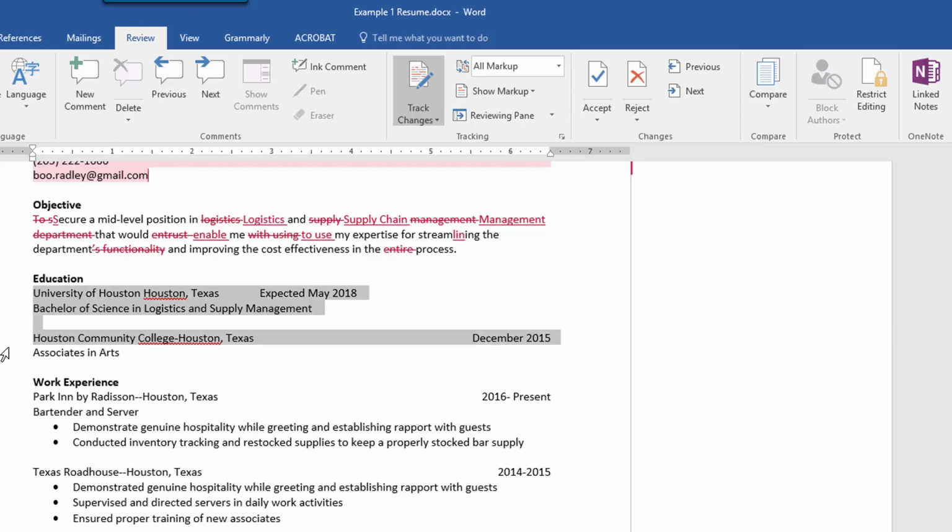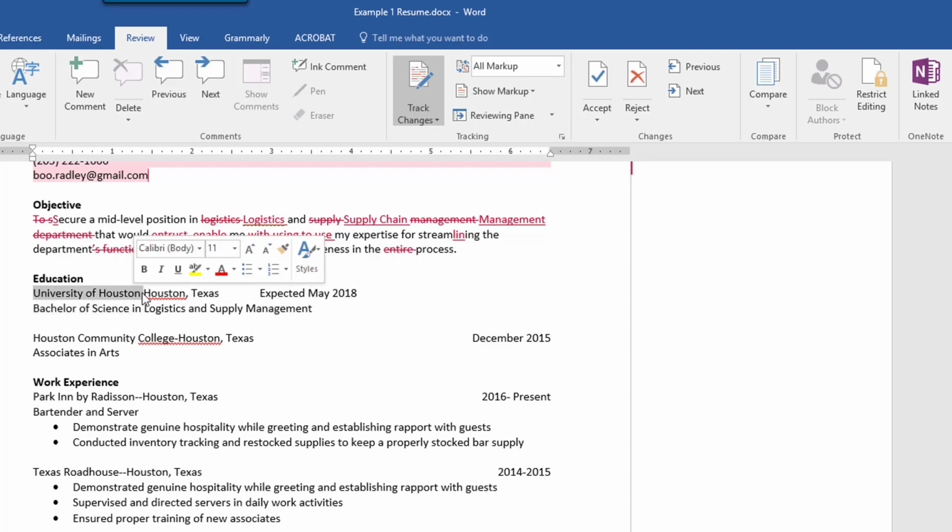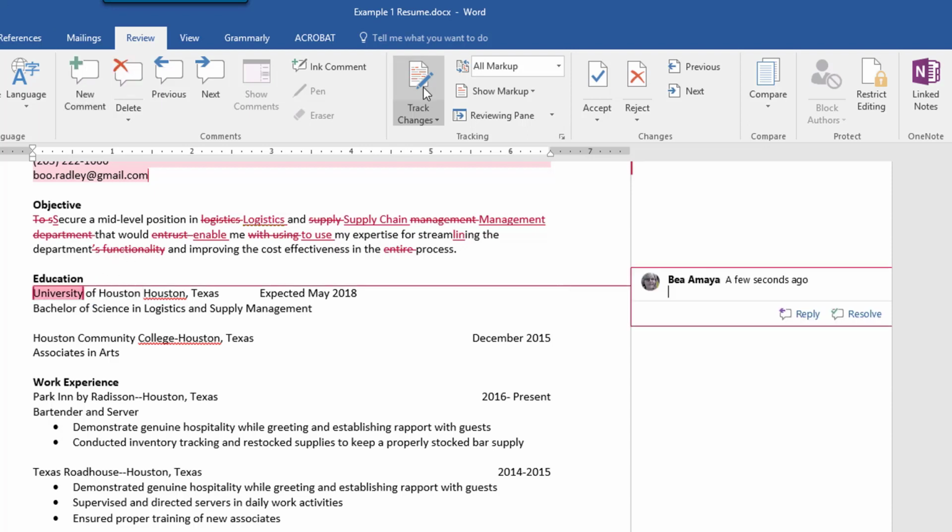I am having a hard time, though, picking out elements here because they all seem to be running together a bit. In this first line, we have the school name, University of Houston, and then a space and the city and state, and then another space, and then the date. But over here we have dates lined up. I think he's missing some good formatting tools here. So let's make some comments. First of all, it's just difficult to see the school name.